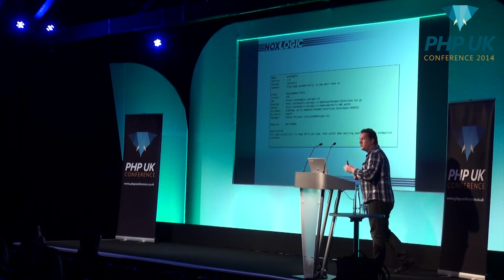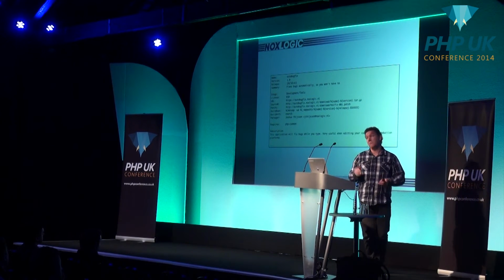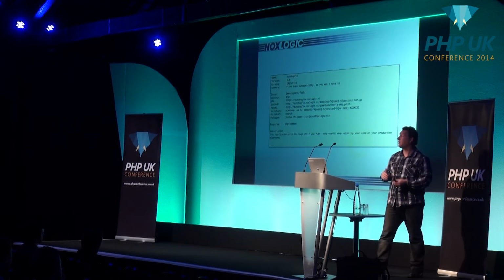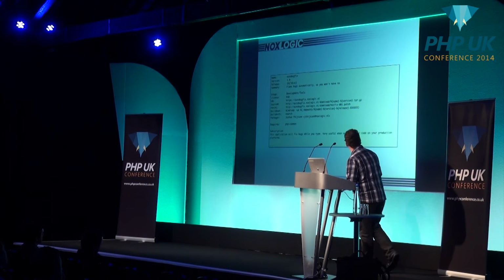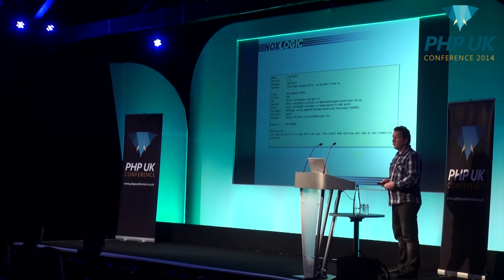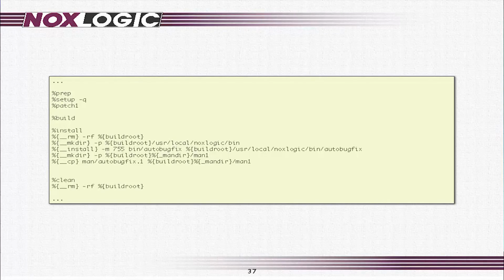So these are the dependencies that will be installed as soon as you try to install auto bug fix. It will say, okay, you want to install auto bug fix, let's install PHP common as well. Again, there's a description with some information, etc. So this is like the config part of your spec file. Underneath, you have the actual script file.